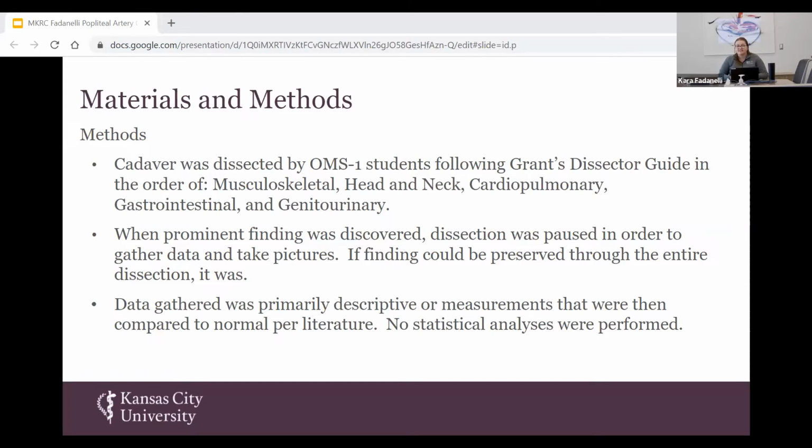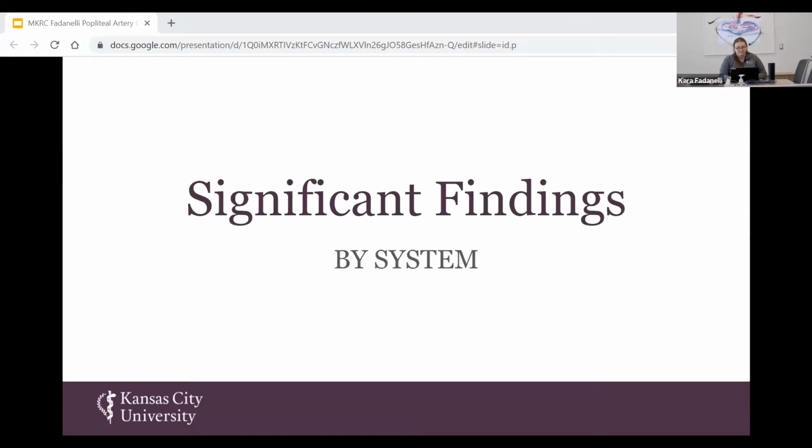The data gathered in the study was primarily descriptive or measurements that were then compared to normal per the literature. So no statistical analyses were performed. Now we're going to walk through some of the things we found.